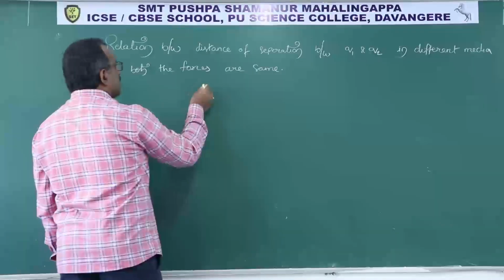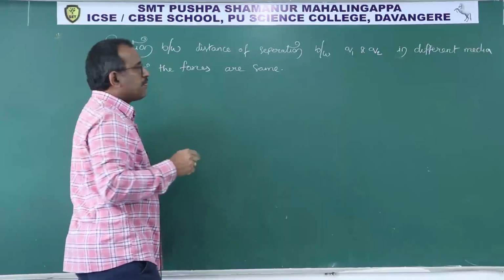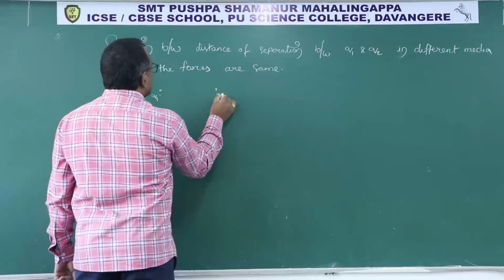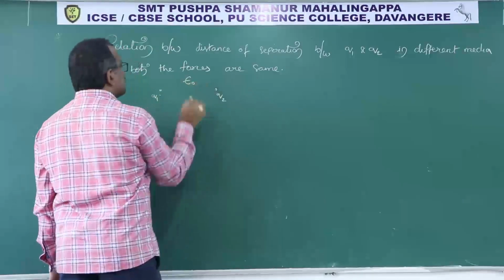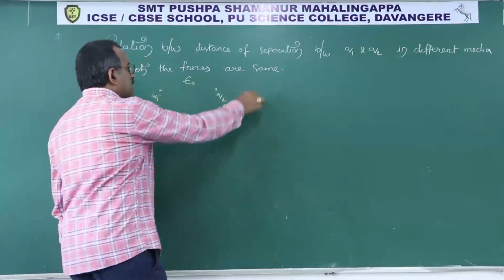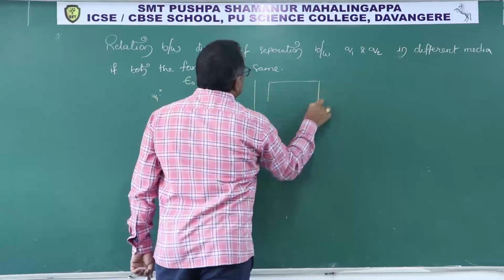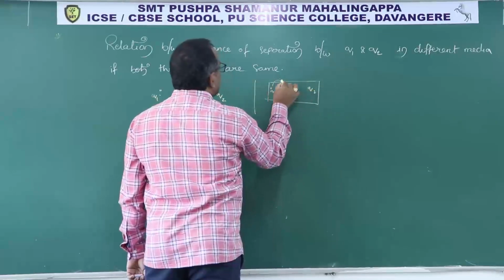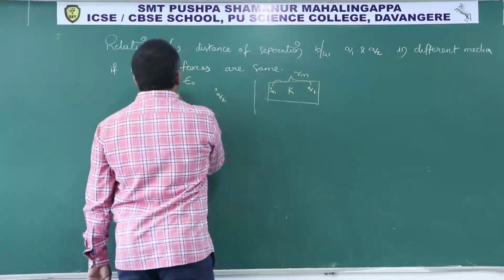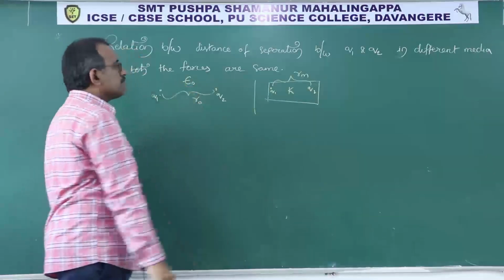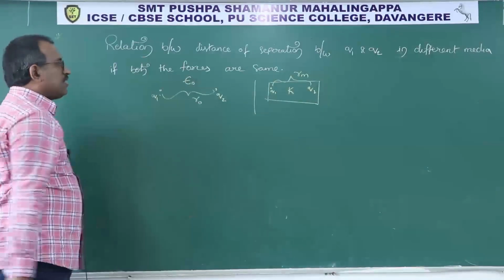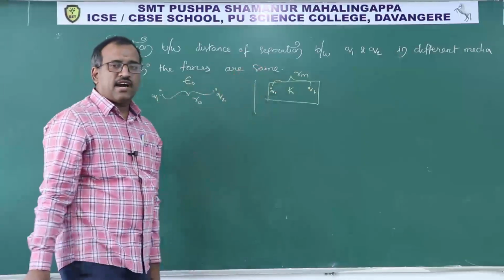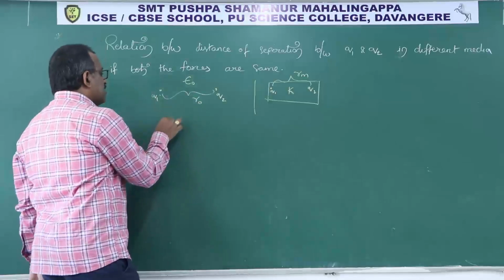As per the clue, listen carefully. First let me take Q1, Q2, with epsilon naught, there is no medium, let me say. And if I say there is a dielectric medium and they are separated by Q1 and Q2, and this distance is R m and this distance is R0. So their force will be different here and here, but as per the question, they are the same. So let me write here the force.